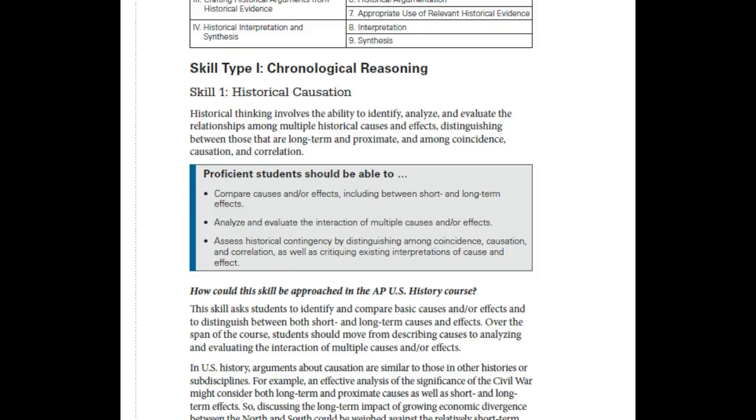And finally, the third bullet there, you should be able to critique existing interpretations of cause and effect. So historians have different explanations for things that happen. You should be able to look at different explanations and kind of determine your own opinion about those and be able to explain and back those up.